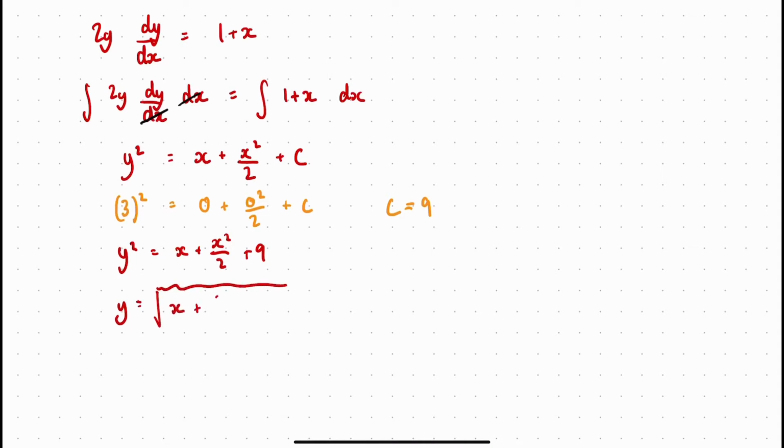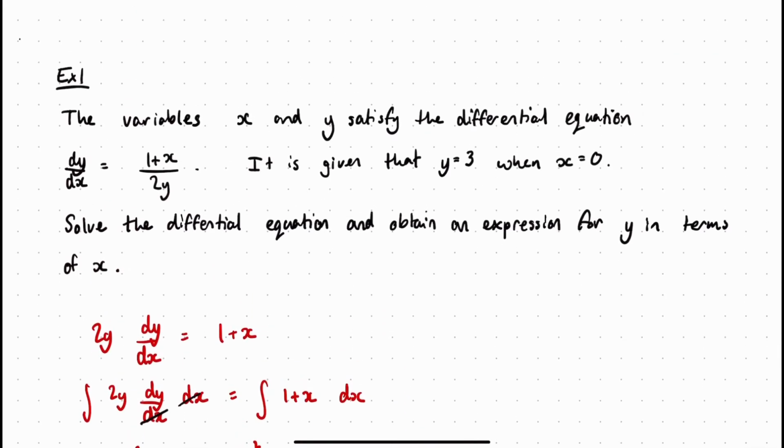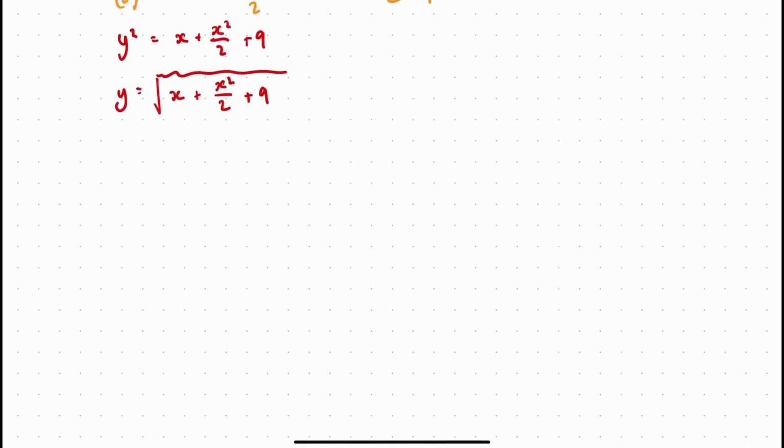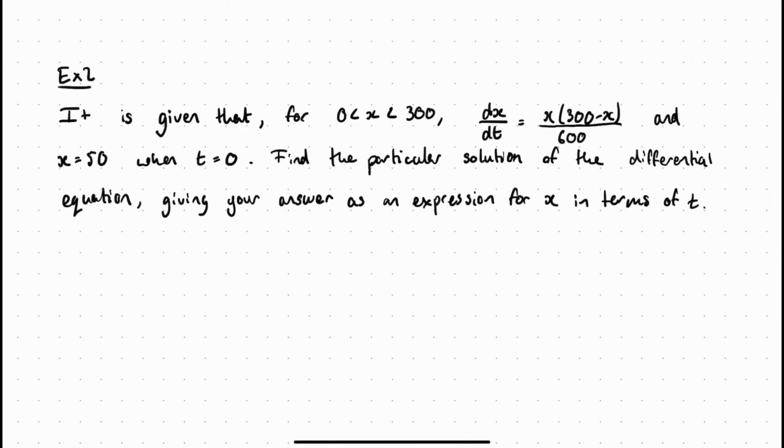X plus x squared over 2 plus 9. Okay, which I could write as a power half instead, but I'm just going to leave it as a square root. Okay, that is the particular solution for the question that was given to you. Okay, let's have a look at another question.